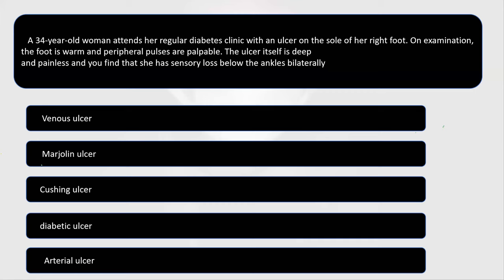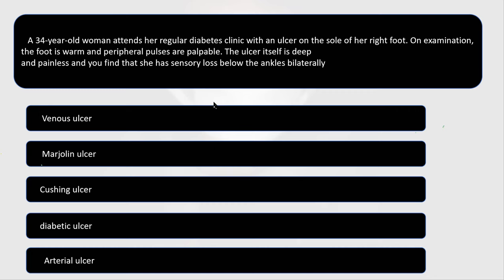Dr. Lakaim, I will comment. Look at that. Arterial is always painful. The peripheral pulses are palpable. That means it's painless. Venous is painless, and neuropathic is painless as well. And this diabetic patient, even on examination, there is a sensory loss. So this should be a diabetic ulcer. She's also very young, only 34, so unlikely to be arterial.